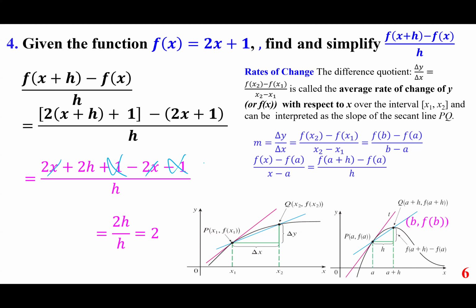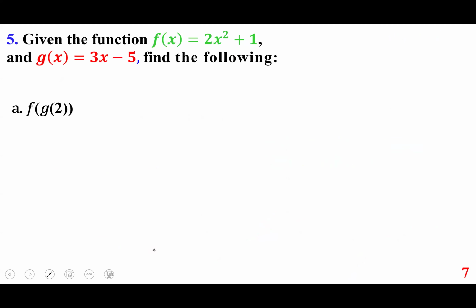It's very important to be able to handle this because we come across it often in calculus. So coming up with that and being able to simplify it. Given the function f of x equals 2x squared plus 1 and g of x equals 3x minus 5, find f of g of 2.